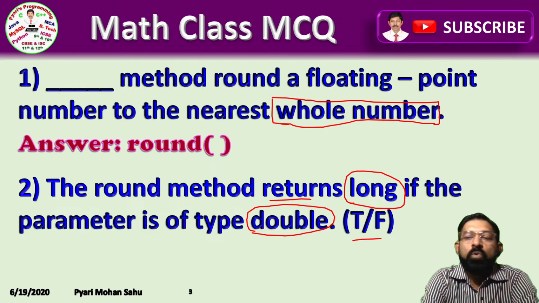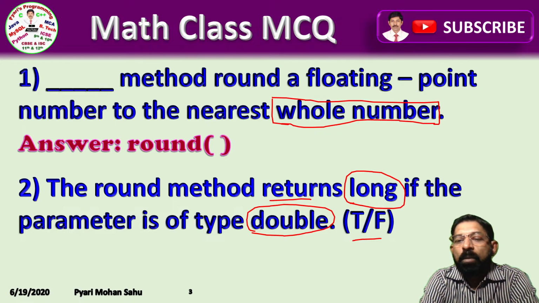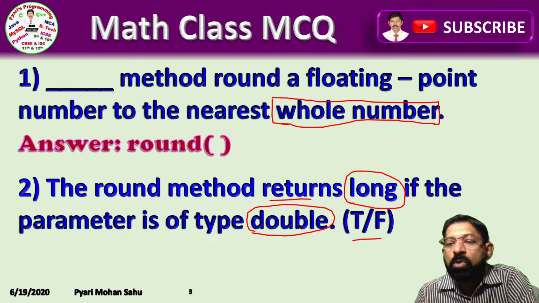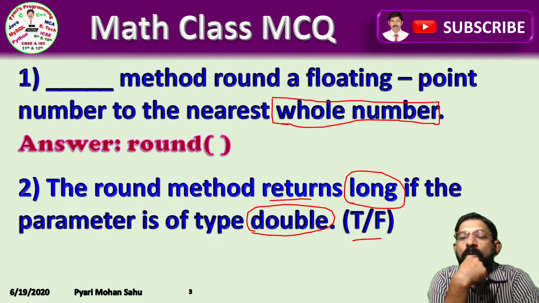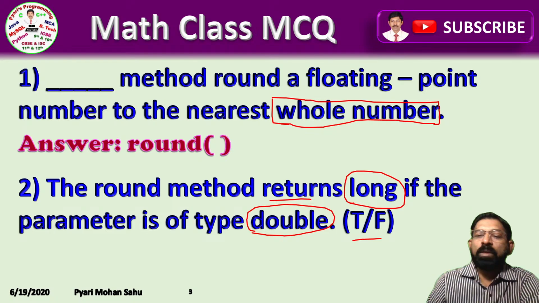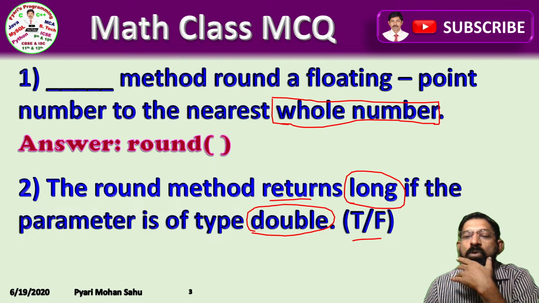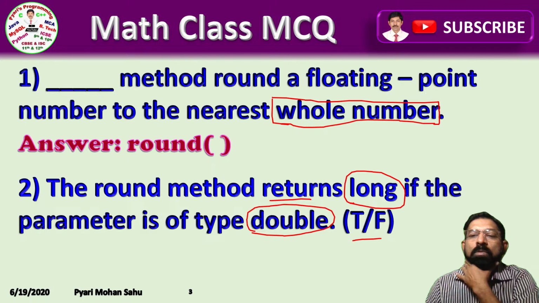True. Swagat Kumar says true. If the parameter is of type double, then it will return long value. May I know your original name? Madhusmruti. Rajesh, true. Swagat, true. Yes. Anyone else? Rajdev, true. These are all 9th class students giving answers. Subhasmita, true. Good.